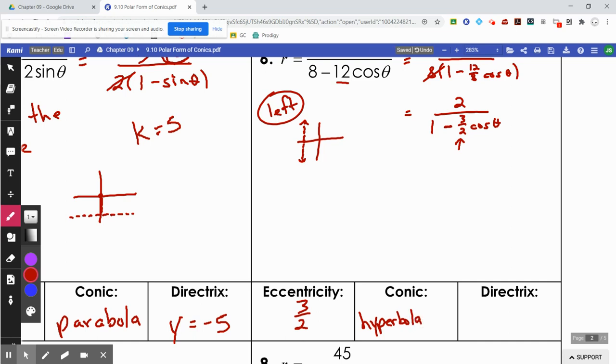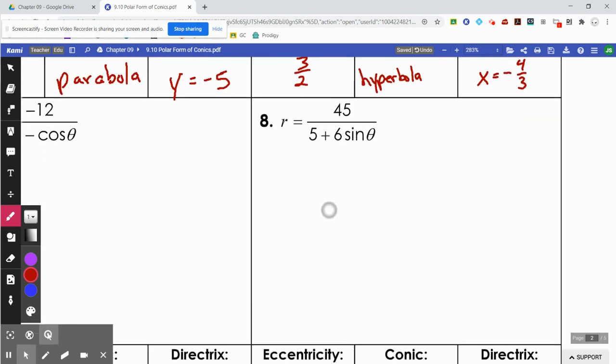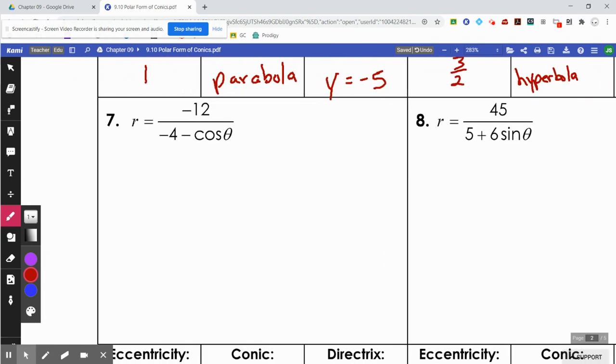Next thing is let's find our k value. The top is always k times the eccentricity. So you've got to figure out, okay, since our eccentricity is 3 halves, times what k value is going to give you that 2. To figure that out, flip and multiply the other side by 2/3, and you're going to get a k value of 4/3. So the distance from here over to here is 4/3. So therefore, you're going to have a directrix at x equals -4/3.